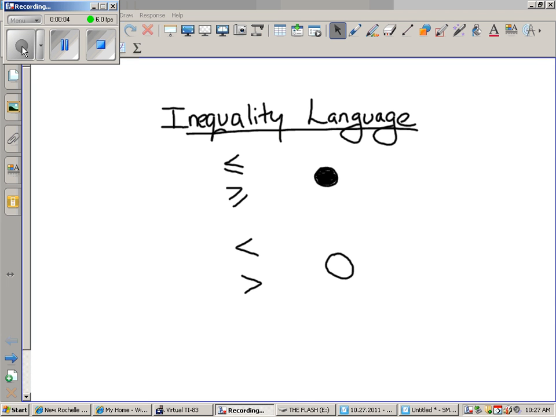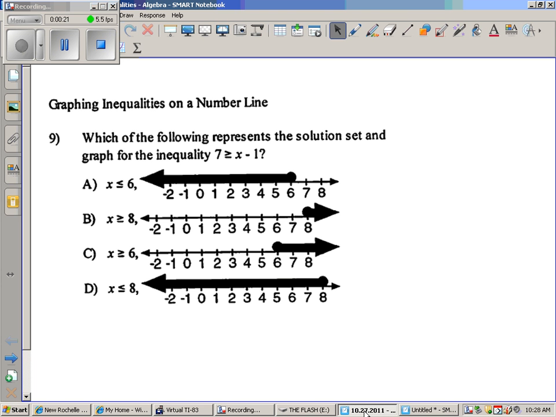Today we're talking about graphing linear inequalities, and we got to know a little bit of the language. Greater than or equal to or less than or equal to gets a filled in circle. Greater than or less than gets an open circle. Now let's go to our worksheet. We're going to graph these on a number line.